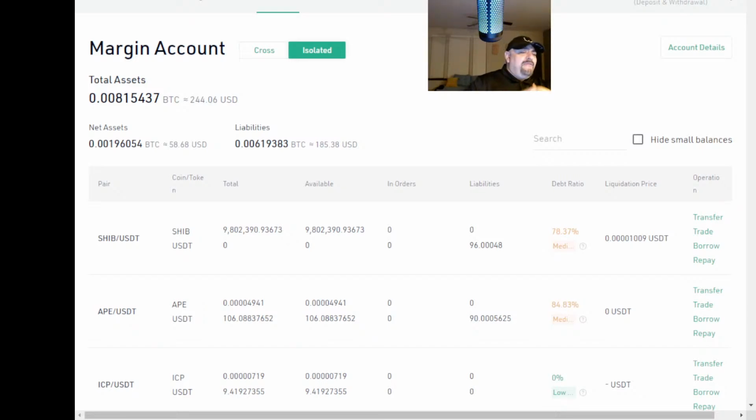Now, this is just a follow-up video from about 7:30, so 2 hours ago, right? We did a long ape and a short SHIB on how to use margins, and now we're just literally cleaning that up real quick. So let's take a look at how we did.